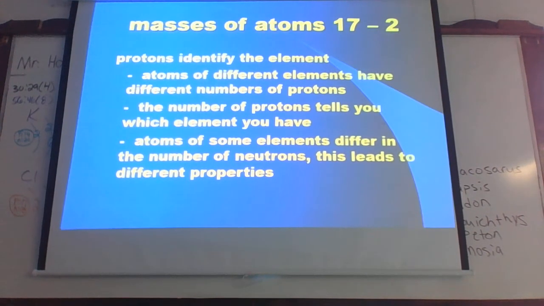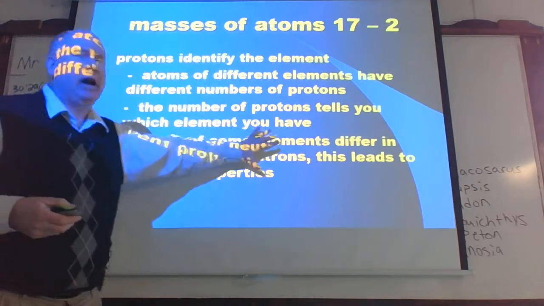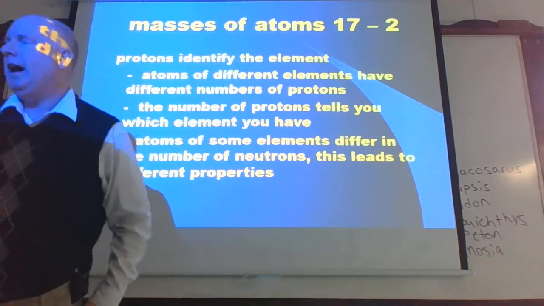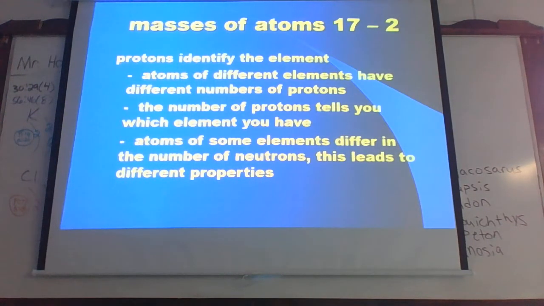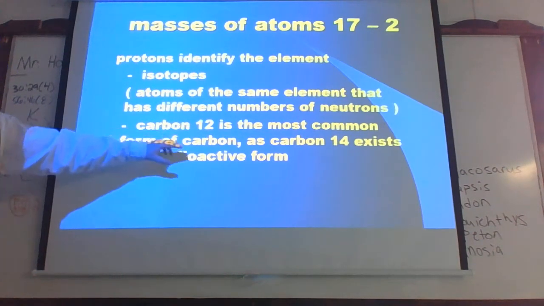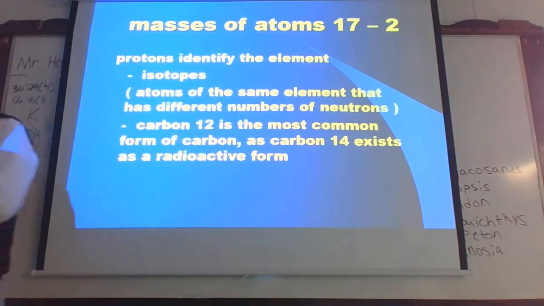Now, some of these, the number of neutrons can vary. Carbon is the best example of that. Carbon has atomic number 6, an atomic mass of 12, so it has 6 neutrons. But carbon can also have, rather than 6 neutrons, 8. That's how we get carbon 14. And we can illustrate why that is here in just a moment.